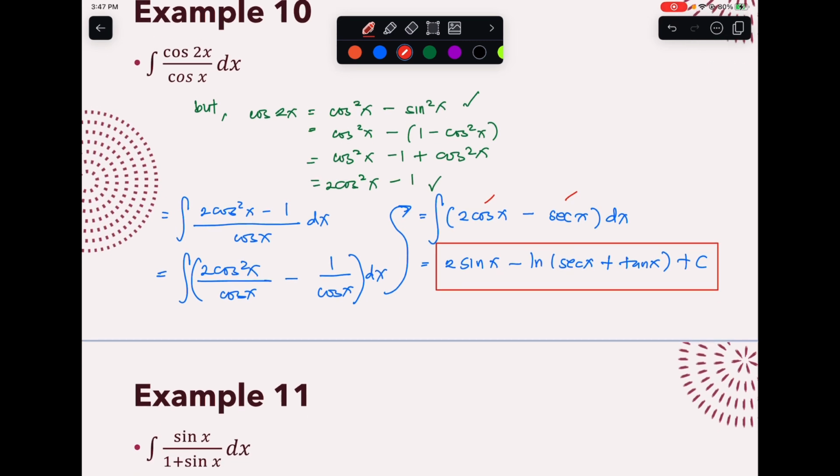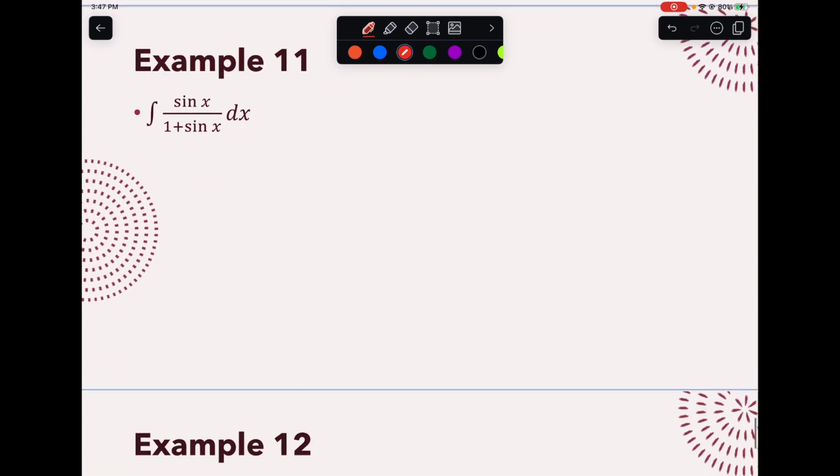I think we have 2 more. Example number 11. So we have sine x all over 1 plus sine x. In cases like this, it's a ratio, so is logarithm possible? If this is logarithm, my u will be 1 plus sine x. Once I derive that, it is cosine x. Our numerator is sine x, so therefore we cannot use that. So the power rule cannot be used as well. So the only way to do this one is to use some identity.